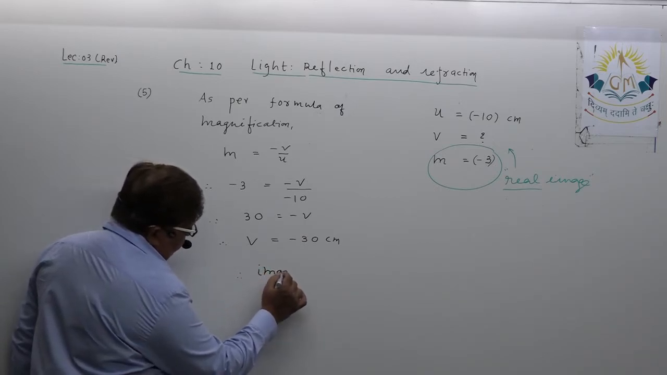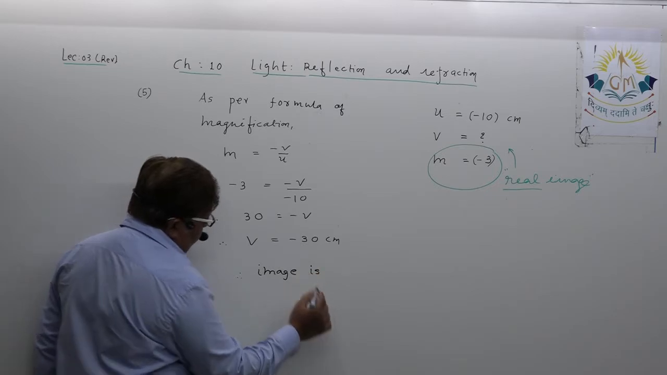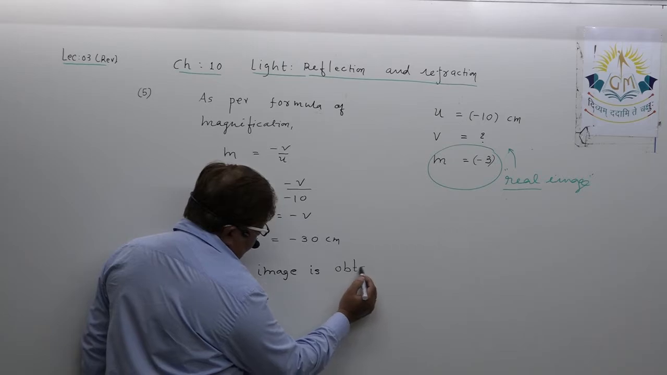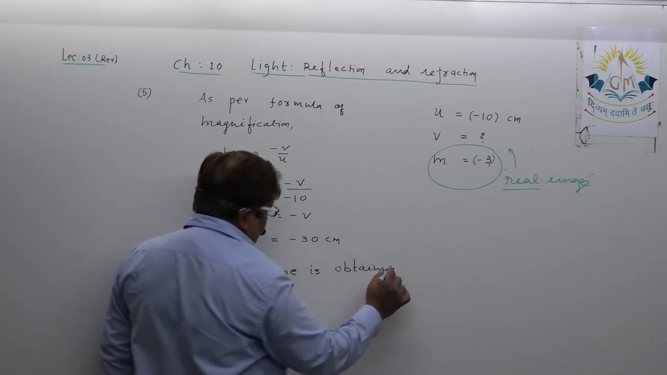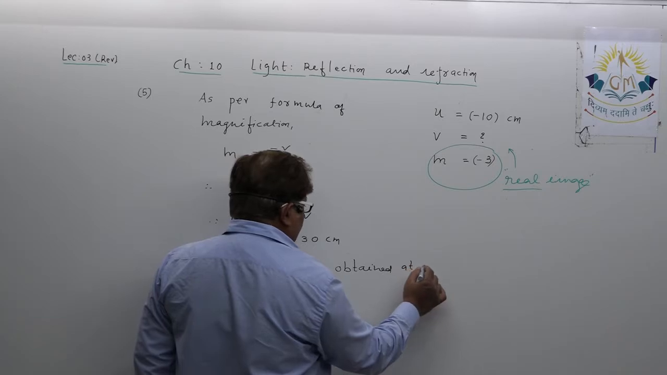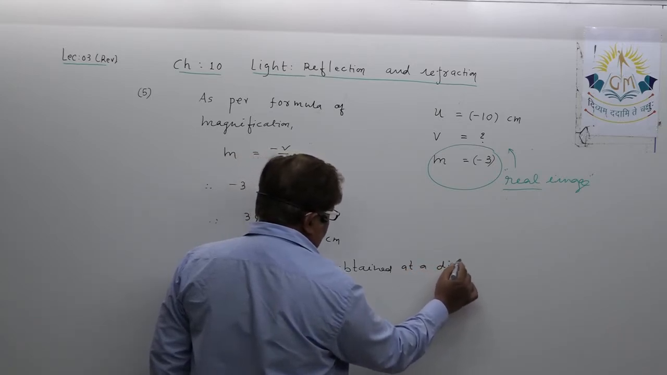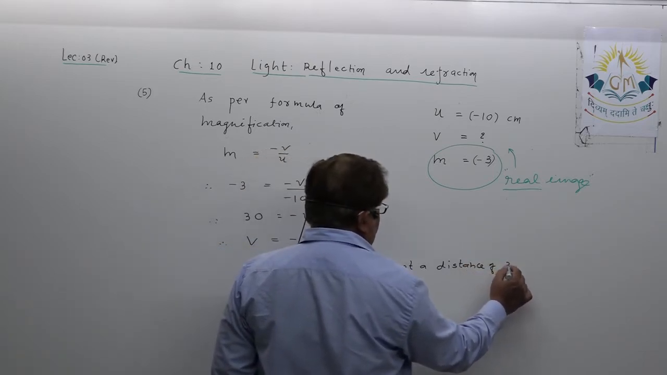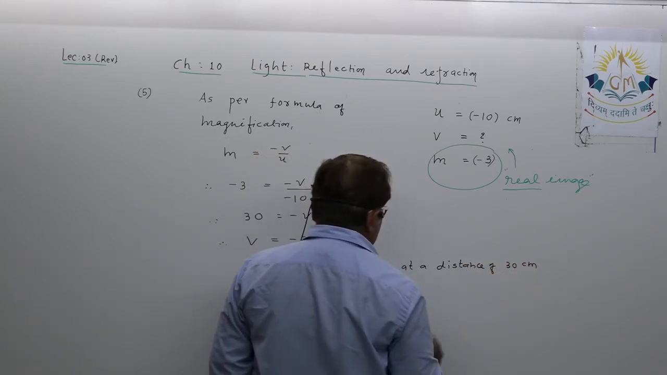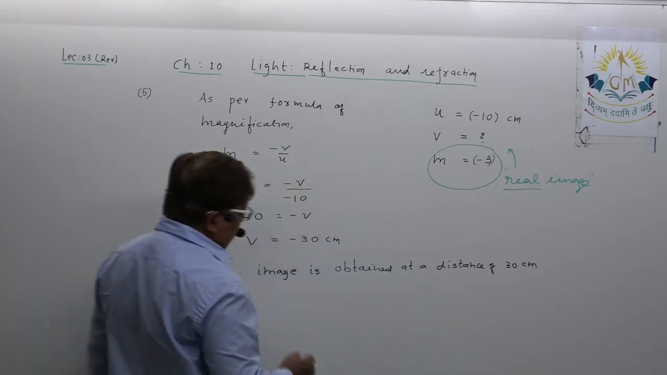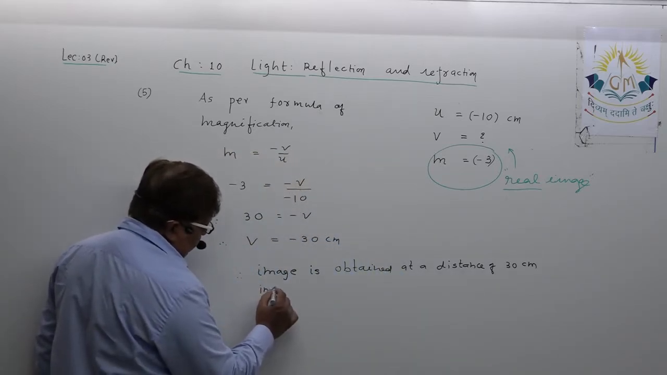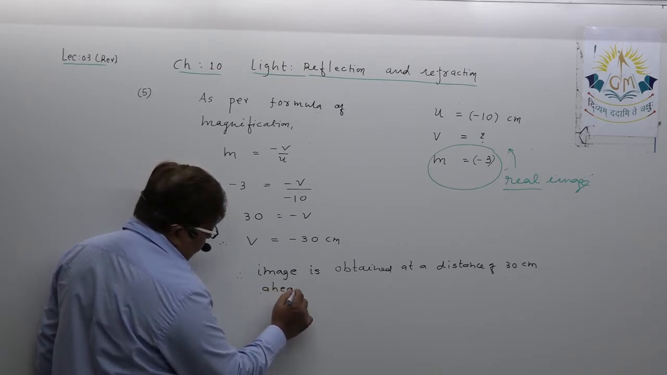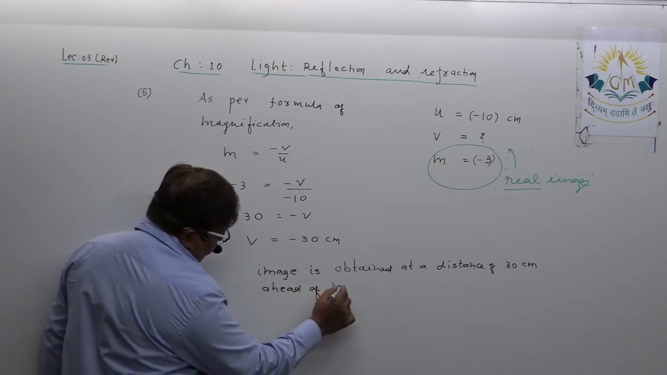Okay. So what is your final answer? The image is obtained at a distance of 30 centimeter in front of, or you can write, dear student, ahead of the mirror.